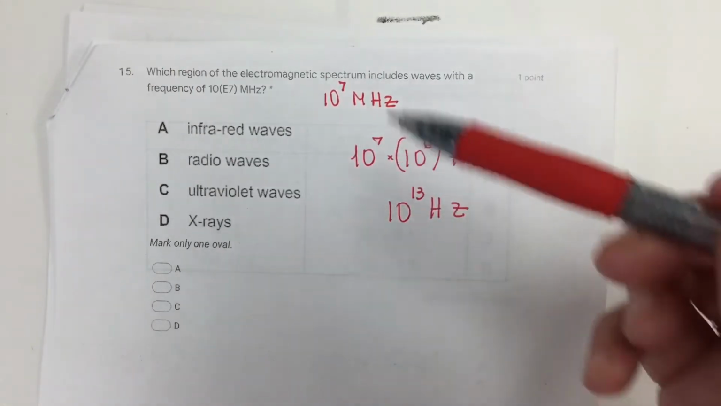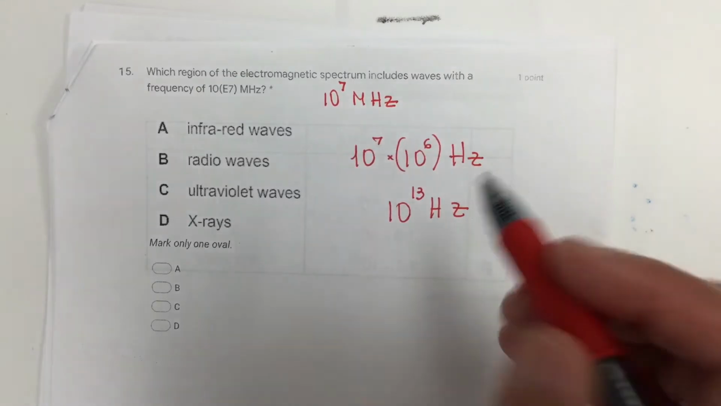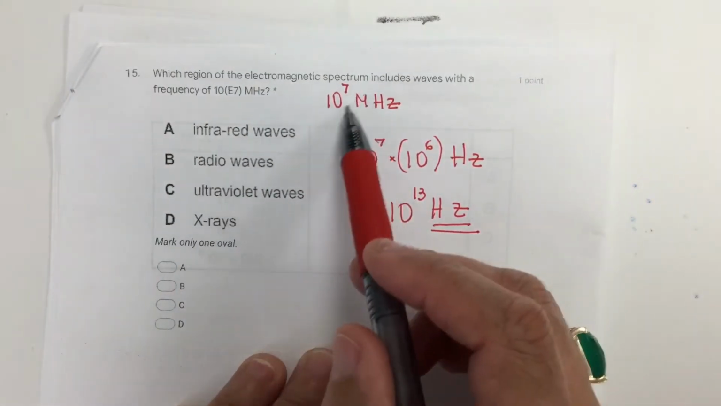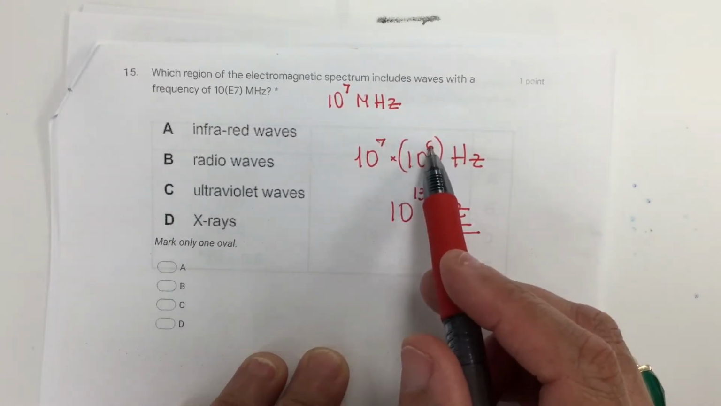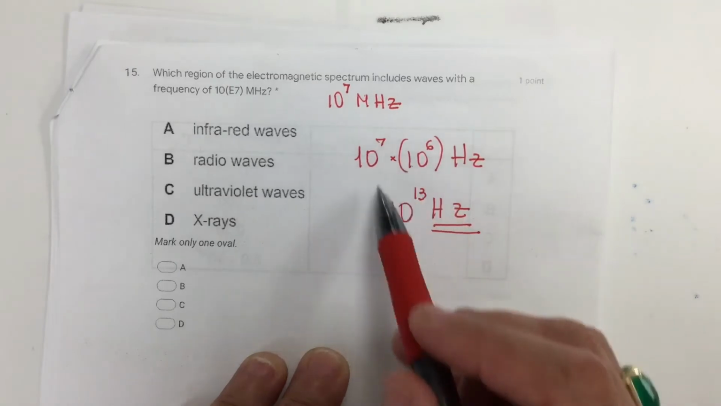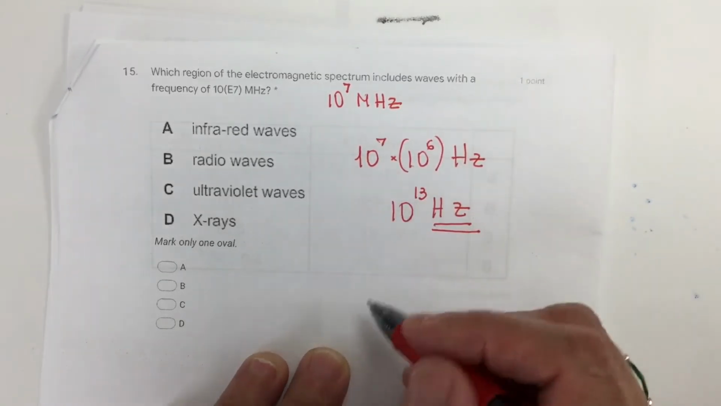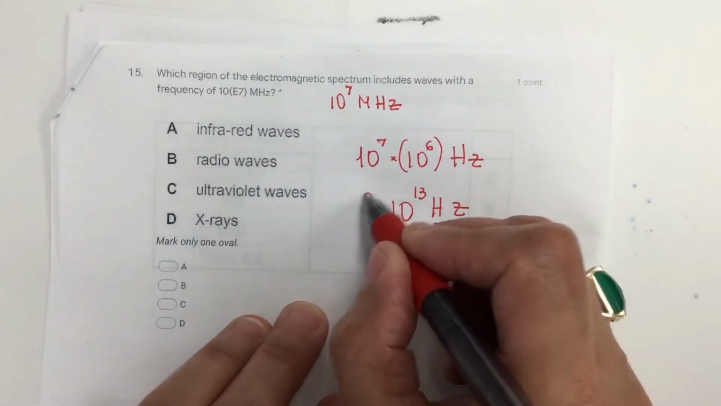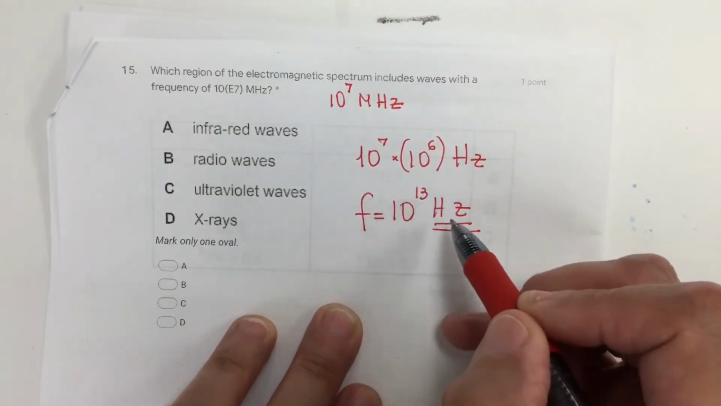First, we need to translate the megahertz into plain hertz. So how do we do that? We already have 10 to the 7, and mega is 10 to the 6. So you keep the base and add the exponents. So this wave that we are trying to figure out has a frequency of 10 to the 13 hertz.